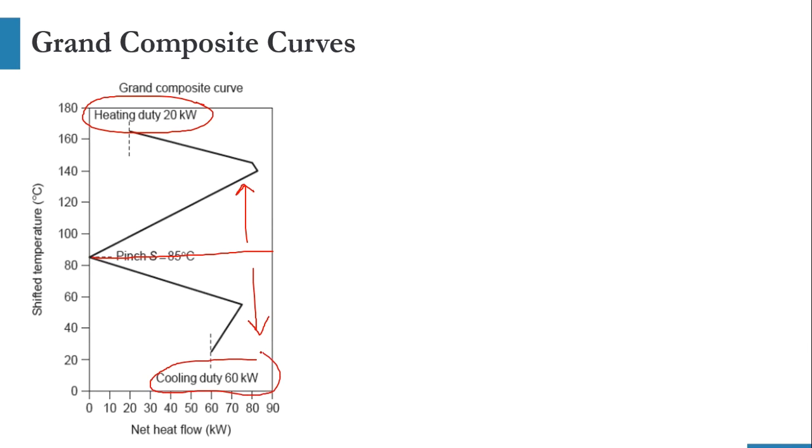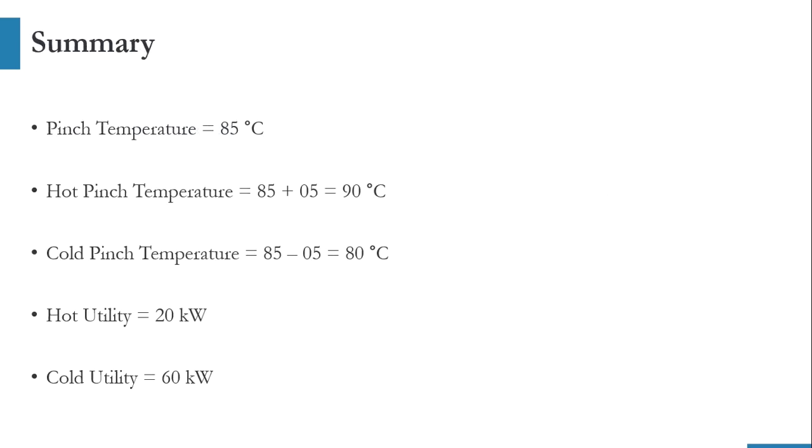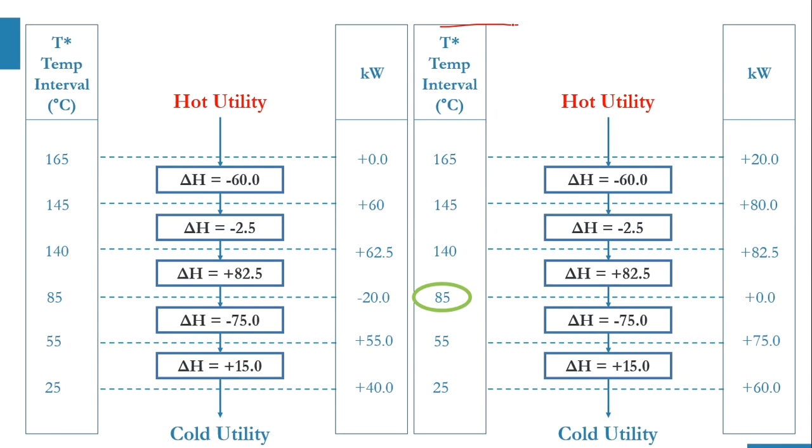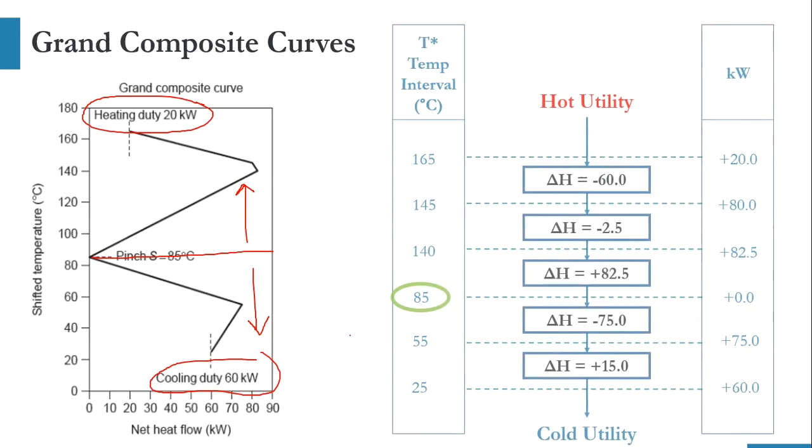But you might be wondering how this has been drawn. This has been drawn from your previous slide. If I take you back to this one, if you take this region, this is the feasible cascade region. It will help you: 165 degree centigrade 20, 145 80, 140 82.5, at 85 0, 55 75, and 25 a heat load of 60. As you can see, the same has been drawn over here. And now we will draw it and we will get the same diagram as you are getting now.